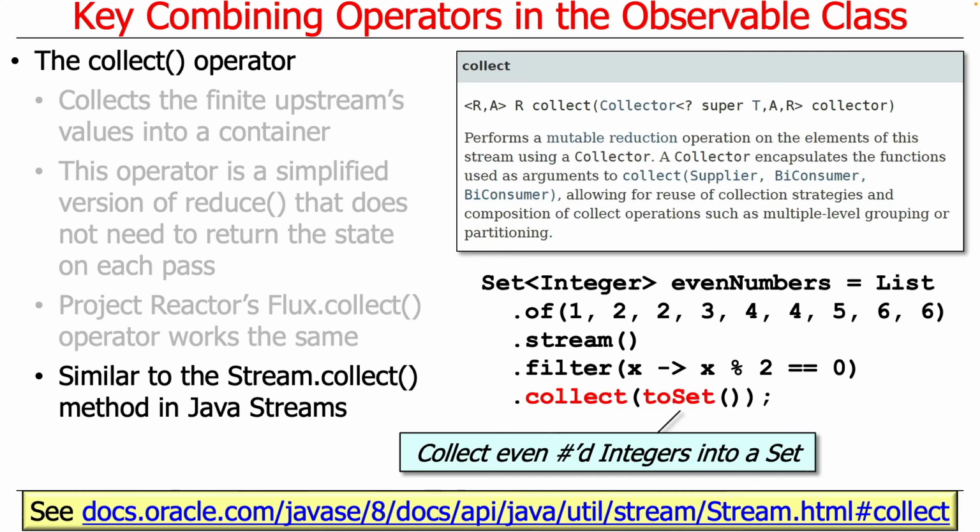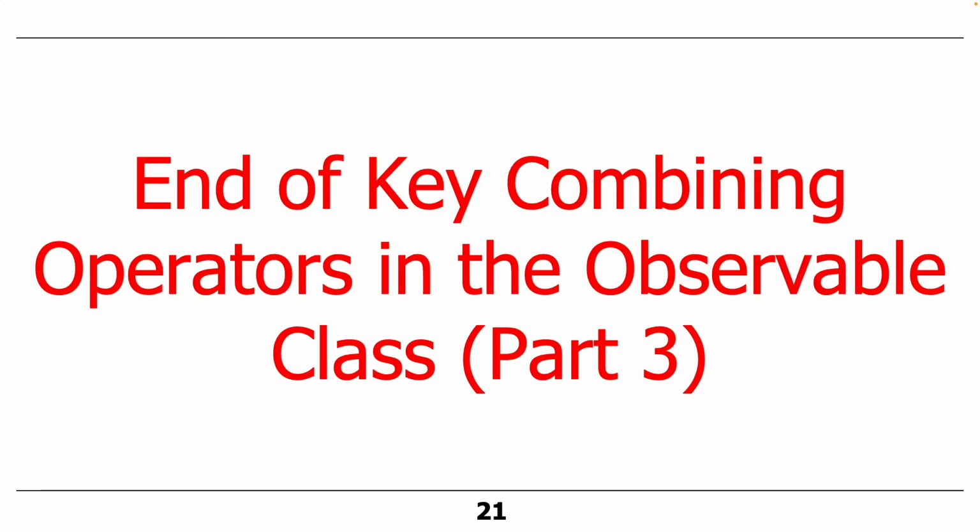So just for kicks, I chose a slightly different example from what we had before. We make ourselves a list of numbers with duplicates in it. We get rid of everything that is odd, and then we collect all the even numbered integers into a set. So we got rid of duplicates. So that's just showing how you could do the same sort of thing in Java streams. Okay, so that's the end of our discussion about combining operators.